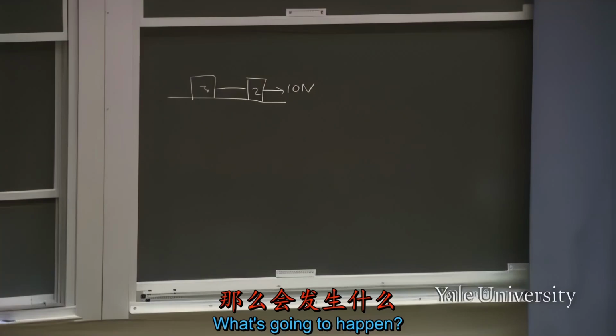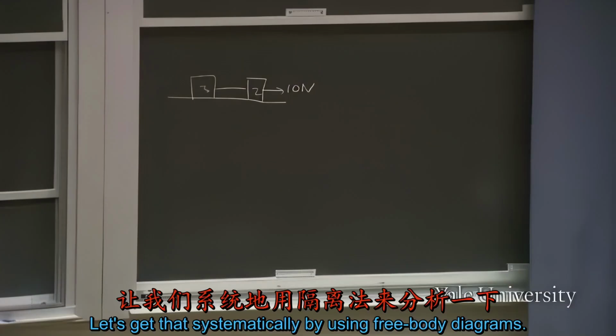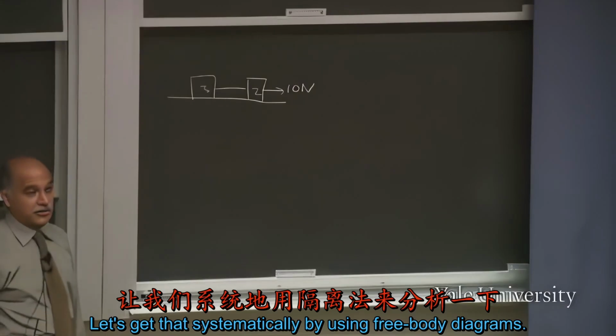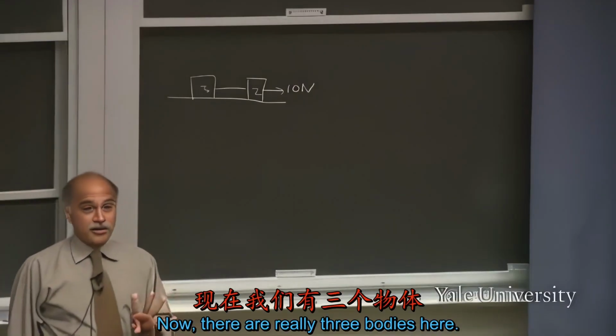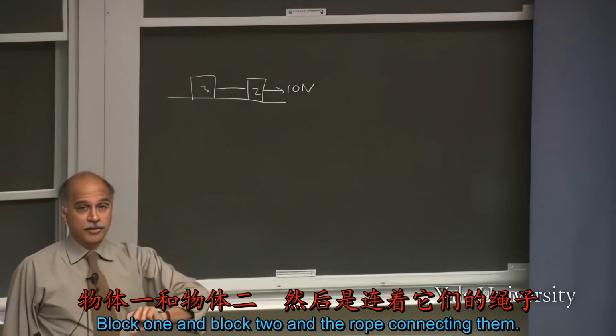What's going to happen? Again, your common sense tells you, look, you're pulling something whose effective mass seems to be 5. The answer is 2. But let's get that systematically by using free body diagrams. Now there are really 3 bodies here: block 1, block 2, and the rope connecting them.